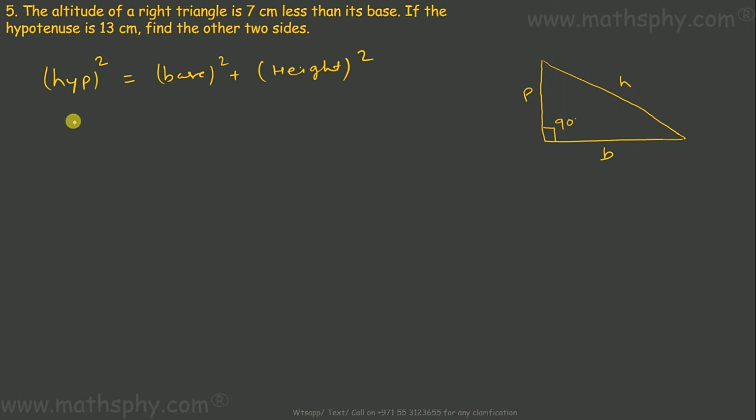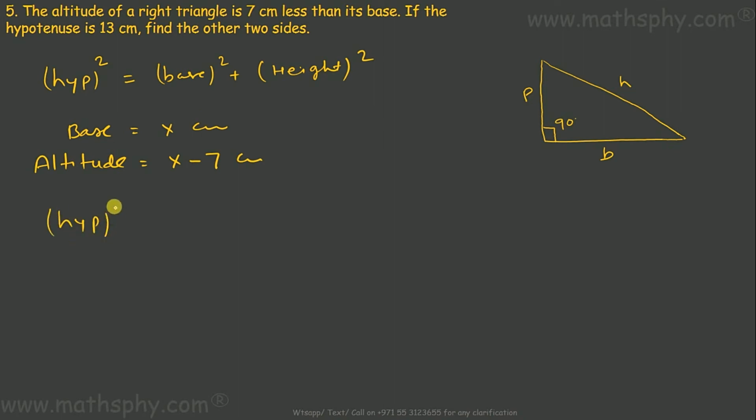If I take the base as x centimeters, then the altitude or height would be x minus 7 centimeters. It says the altitude of the right triangle is 7 centimeters less than its base. So this is my altitude, this is my base.